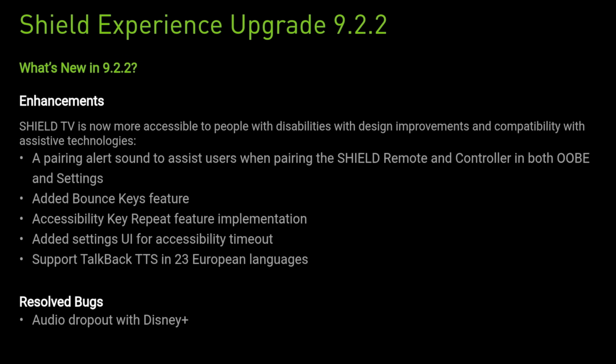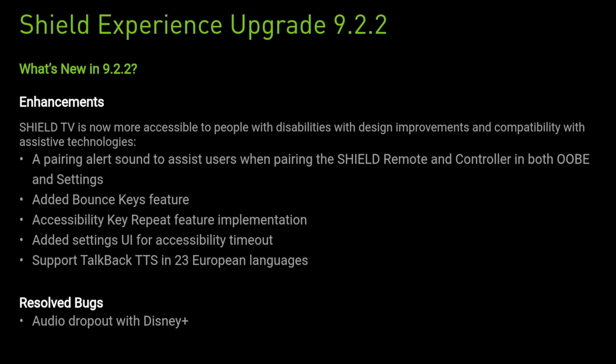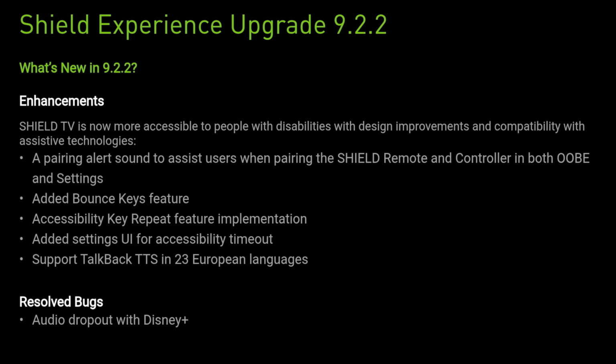All right, so seems like we don't have a lot here. So what's new in 9.2.2? So enhancements, Shield TV is now more accessible to people with disabilities with design improvements and compatibility with assistive technology. So some of the technologies are going to include a pairing alert sound to assist users when pairing the Shield remote to controller in both OOBE and settings. They added bounce keys feature, accessibility keypad repeat feature implementation, added user UI for accessibility timeout, and support talkback TTS in 23 European languages. So looks like a bunch of accessibility additions.